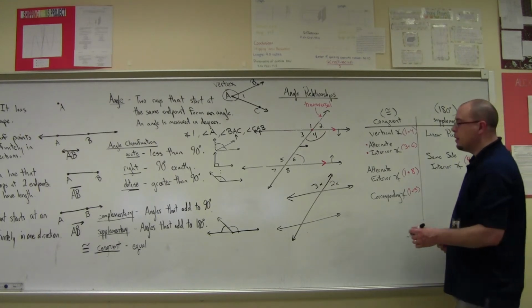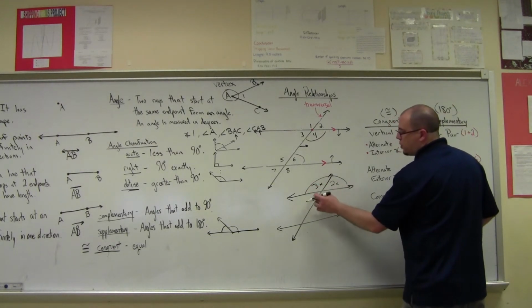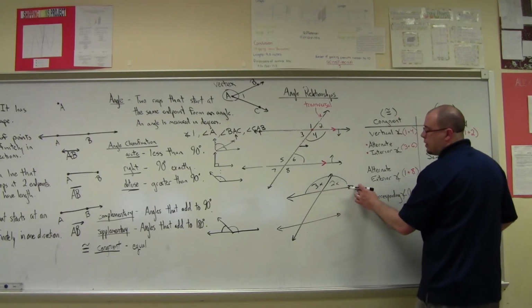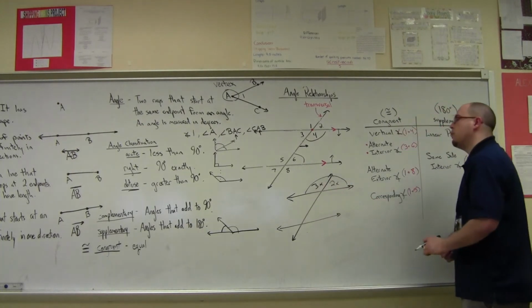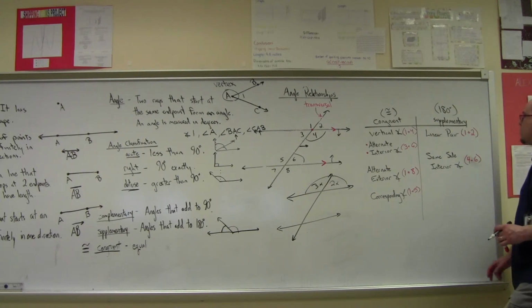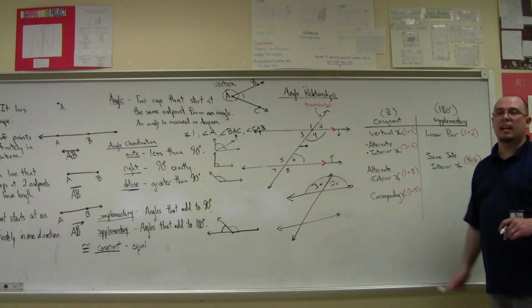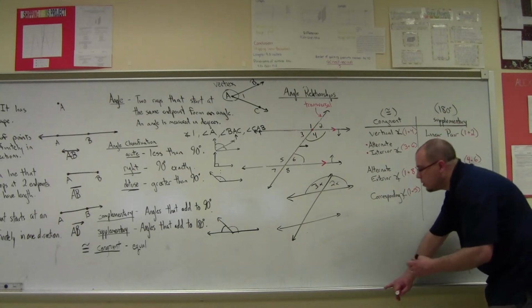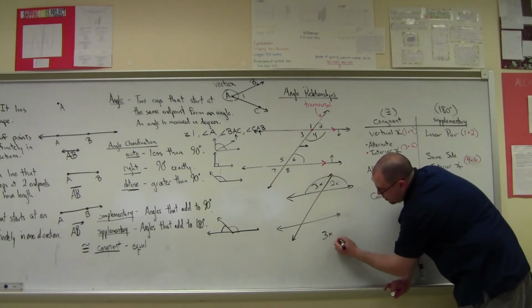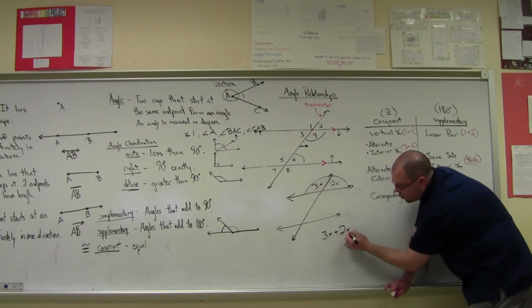But it's the same idea. We look at the angle relationship. Well, we have 2 angles. They're on the same side of a straight line, and they share the same vertex. They're adjacent to one another. That's going to make them a linear pair. So I know that if I take these 2 angles and add them together, I'm going to get 180. So here's one of the angles, 3x. And I'm going to add it to the other angle, 2x. And that's going to equal 180.